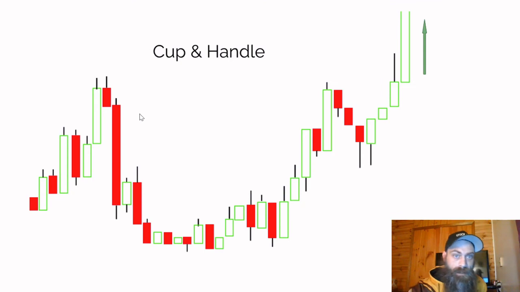All right, last but not least for the day is the cup and handle. It just looks like a cup and handle here. So it will come down here, and then you go up, and then it just looks like a cup, and then you've got your handle that comes down before you get your move upwards. So let's go on the chart and take a look at that one.